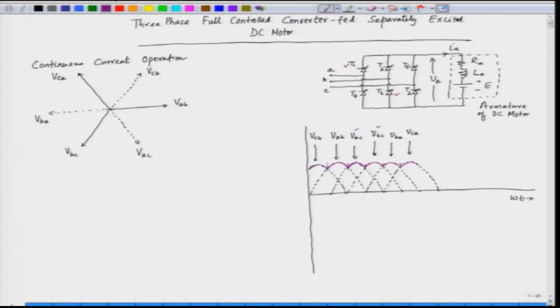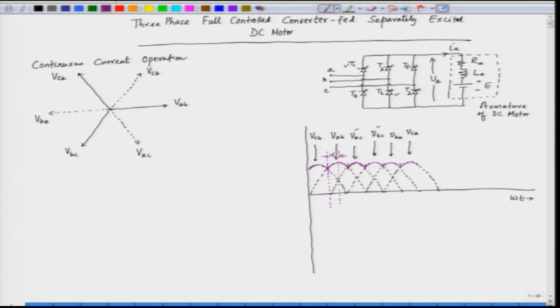So, what we do here at this instant, we take our reference, and we delay the triggering angle by some value, that is alpha. So, when we delay our triggering angle, we vary the output voltage. So, this is called the triggering delay and this angle is called alpha.